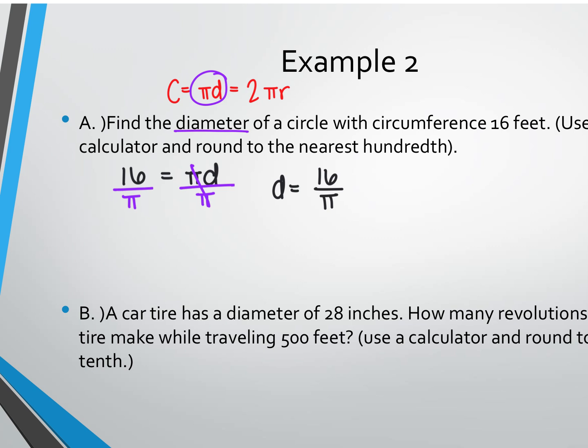But they asked me to use my calculator. So plug that into your calculator. 16 divided by pi and round to the nearest hundredth. That's 2 places after the decimal. What would my answer be? 5.09 would be my answer.